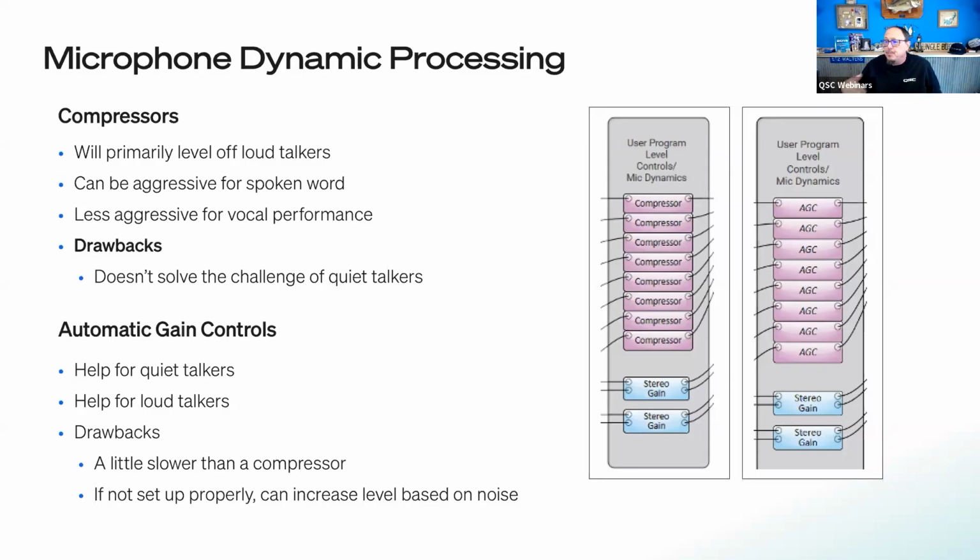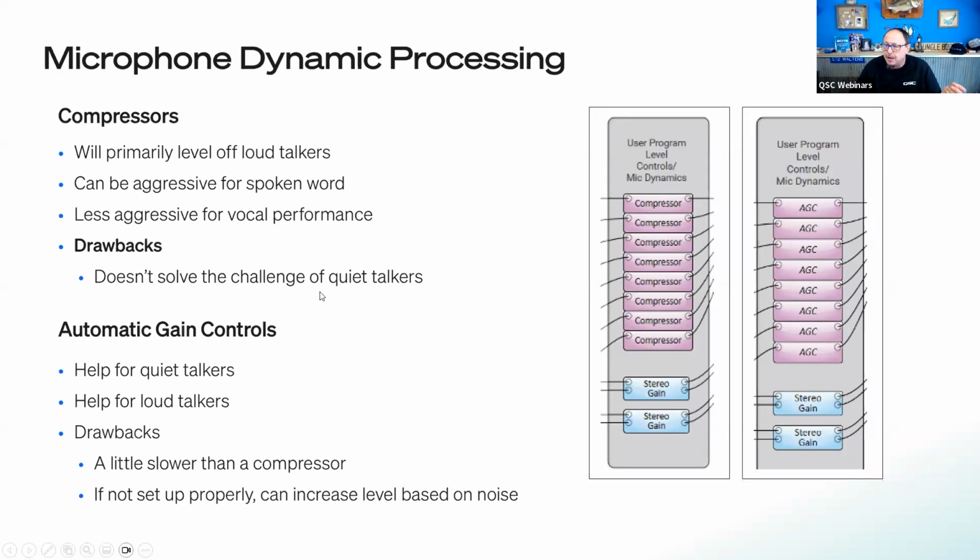So with that, compressors primarily level off the loud talkers. They can be aggressive sometimes for spoken word, less aggressive for vocal performance. And the idea I always like to tell people: you compress a vocal mic because you want to be able to feel when someone really gets into something. You'll feel the width of it, but it's just not going to clip and overdrive. And that's kind of how compressors work.